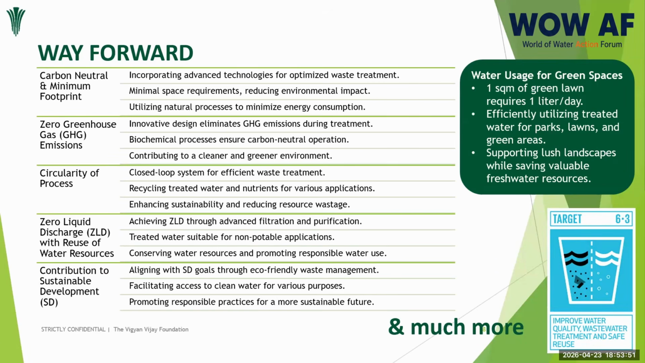Okay, so we have water usage. This is just data for those who are using water for irrigation, water for gardening of your grasses and others. So water usage for your green spaces. I just want to give some data: 1 square meter of well-grown grass or well-grown plants requires 1 liter per day. Of course, this is all varying, efficiently utilizing treated water for various parks, lawns, and green areas, supporting lush landscapes.